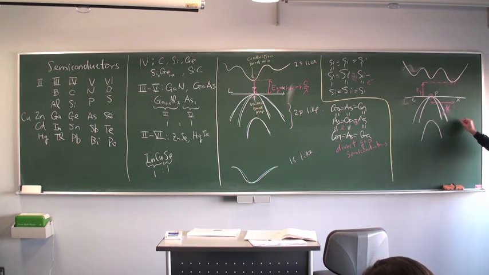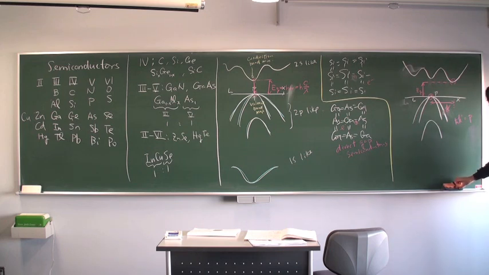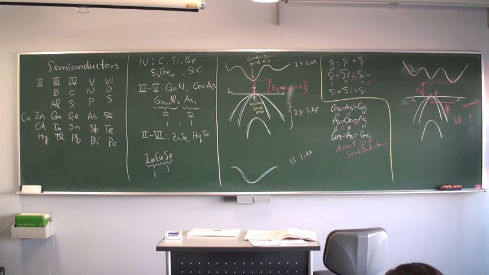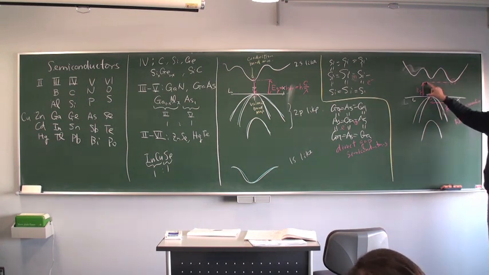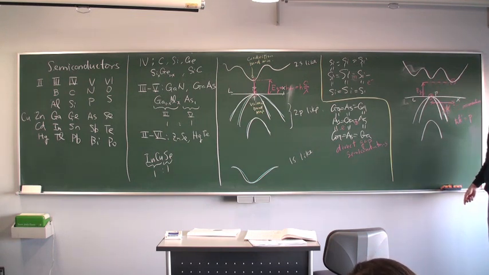And of course K prime times h bar is momentum. It's a momentum, so we have to conserve both the energy and the momentum for this case.